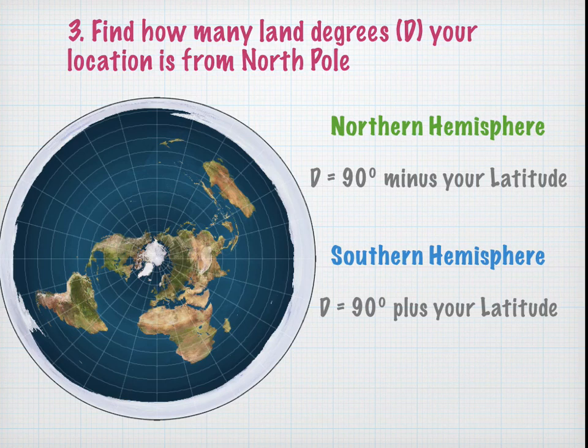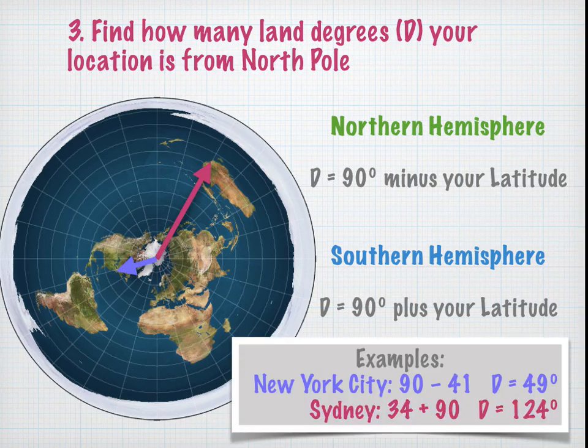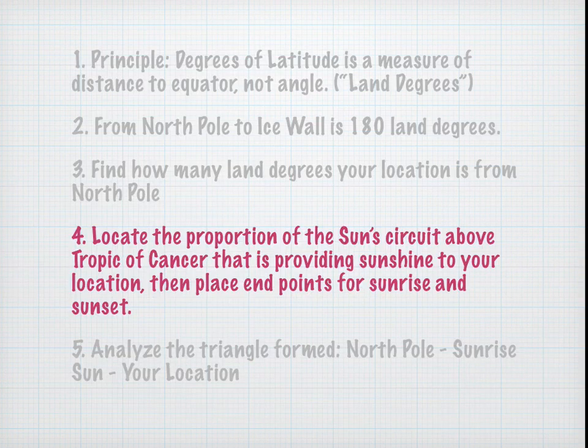So if you have your latitude and you're in the northern hemisphere, it's simply 90 minus your latitude. Okay, 90 minus your latitude will give you your land degrees from the North Pole. In the southern hemisphere, land degrees D will be 90 plus your latitude. So for example, if you were in New York City, which is at 41 degrees latitude, you could do the math. And if you're in Sydney, which is 34 degrees south latitude, you can do the math as well.